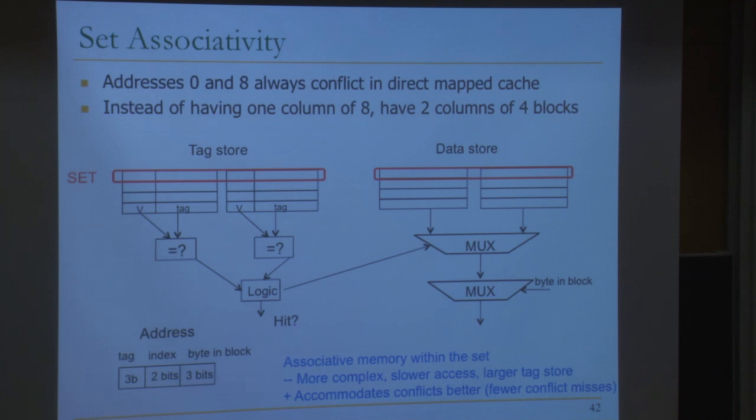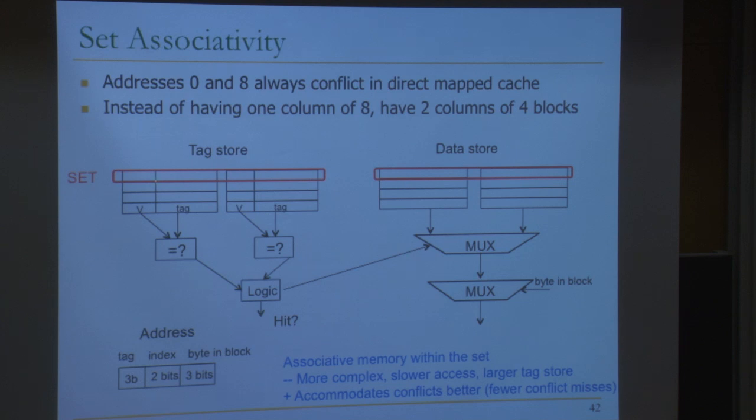The upside, you can accommodate conflicts better. Right? The downside is it's more complex and slower access, and you have a larger tag store. Why do you have a larger tag store? Because you need to have additional bits in the tags. Does that make sense? Because now you're reducing the index bits in the cache.